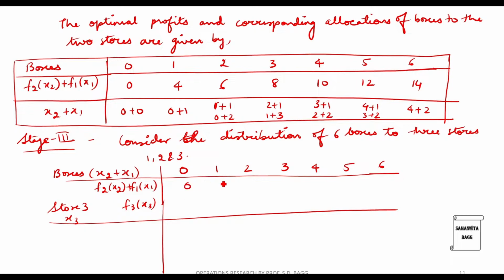And the profit value is 0, 4, 6, 8, 10, 12, 14. Here again I'll have 0, 1, 2, 3, 4, 5, 6, and the value over here is 0, 6, 8, 8, 8, 8 and 8. So now I'll add first value 0 to each of them. So this becomes 0, 4, 6, 8, 10, 12, 14. I'll add 6 to only 5 of them. So this becomes 6, 10, 12, 14, 16, 18.